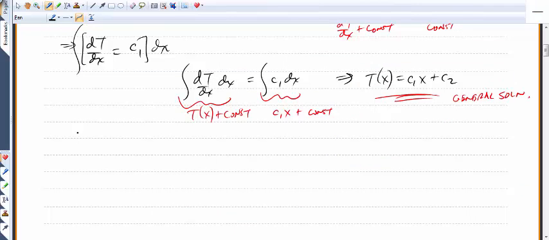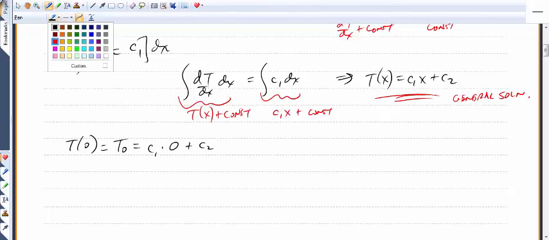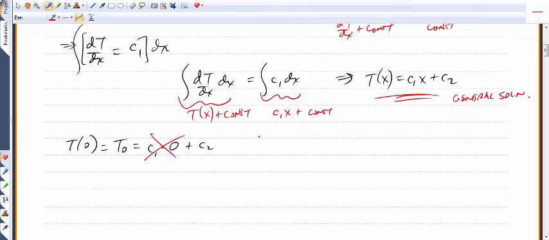So now that we know the general solution, we can solve for the exact solution using our boundary conditions. At 0, T evaluated at 0 is T0, which is going to be c1 times 0 plus c2. Of course, this goes away, and we end up getting that c2 is equal to T0. So we can rewrite our equation as T as a function of x is going to be c1 times x plus T0.